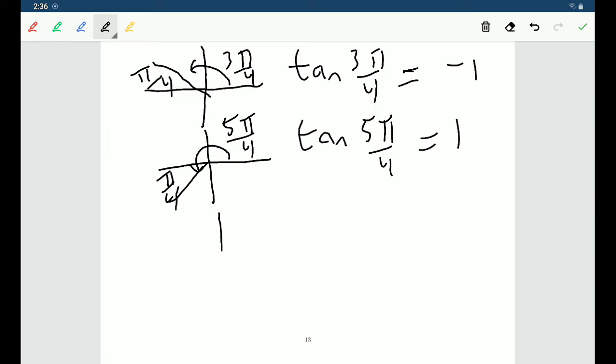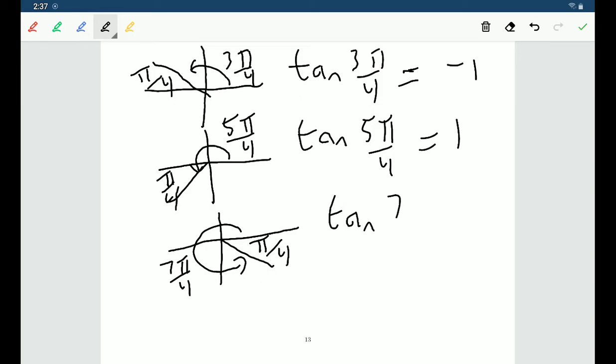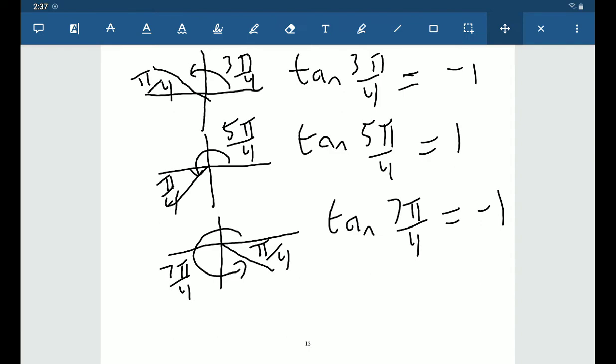And the last one would be in quadrant 4, reference angle pi over 4, which means the angle that we're talking about is 7 pi over 4. And tangent of 7 pi over 4 should give us a value of -1. So now we've got our 4 solutions.